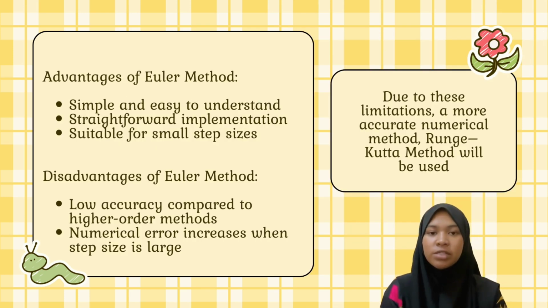The main advantage of the Euler method is that it is simple and easy to understand, making it suitable for introductory learning. However, the disadvantage of this method is its low accuracy, especially when the step size is large, which can lead to significant numerical error. Due to these limitations, a more accurate numerical method known as the Runge-Kutta method will be used. This method improves accuracy while using a similar step-by-step approach.